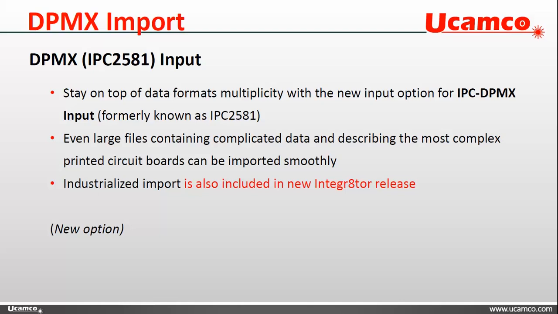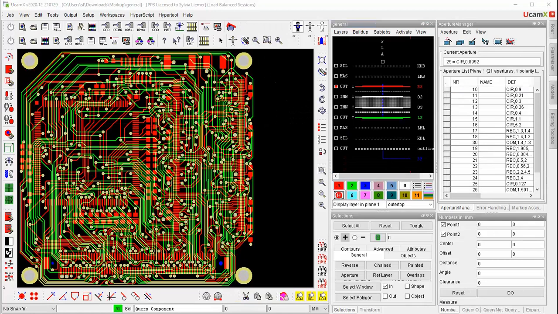Stay on top of data formats multiplicity with the new input option for IPC DPMX input, formerly known as IPC 2581. Even large files containing complicated data and describing the most complex printed circuit boards can be imported smoothly. This industrialized import is also included in our new integrator release. Let me show you how easy it is.